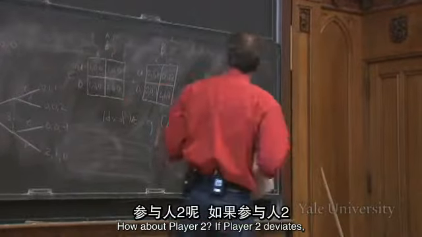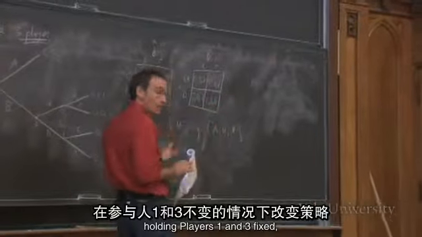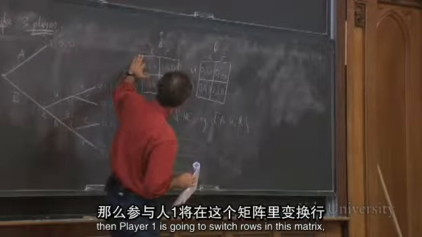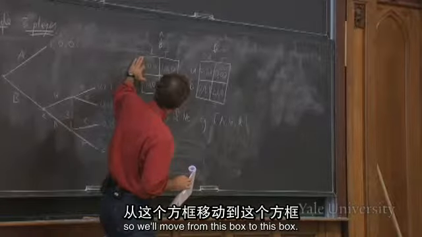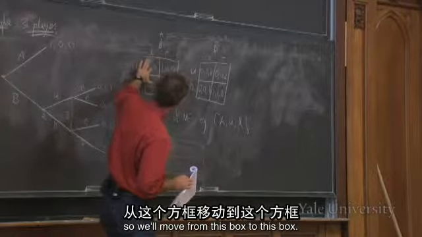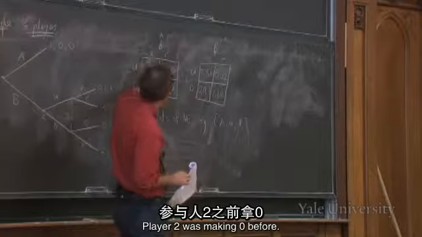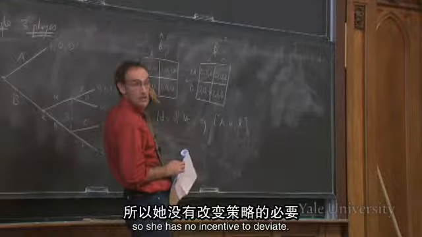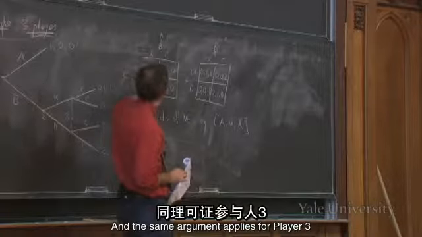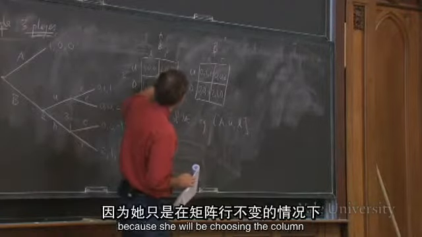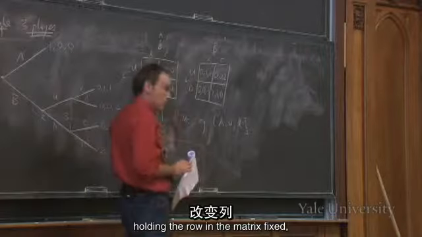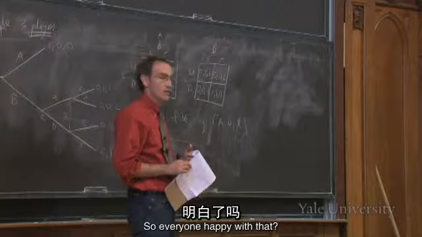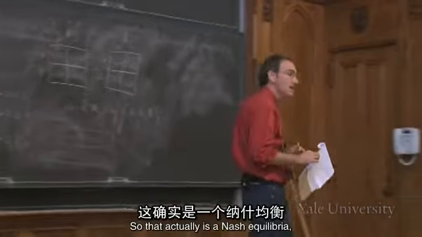How about player two? If player two deviates, holding players one and three fixed, then player two is going to switch rows in this matrix. So we'll move from this box to this box. Player two was making 0 before. She's still making 0, so she has no incentive to deviate. And the same argument applies for player three, because she will be choosing the column holding the row and the matrix fixed. So once again, she gets 0 in either case. All right, so everyone happy with that? So that actually is a Nash equilibrium.